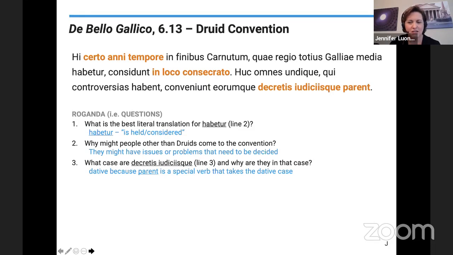And the reason that it needs to be in the dative case and not the accusative is because pareo is a special kind of verb. It's got a special grammar term, which is fun to say, intransitive. And just what that means is that it's not going to take an accusative object. Instead, it's going to take a dative.